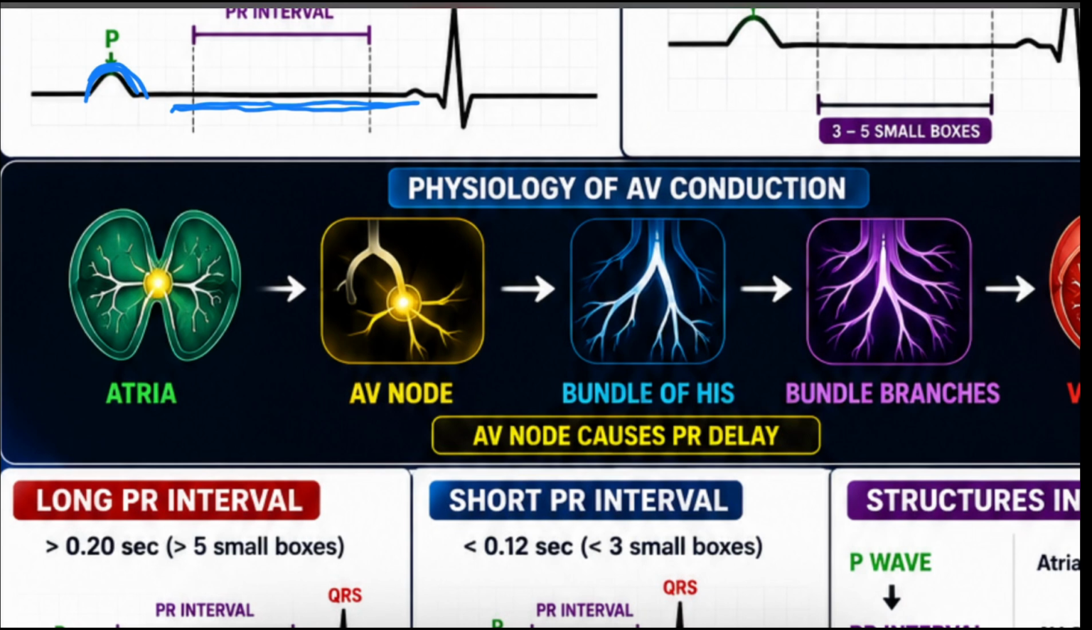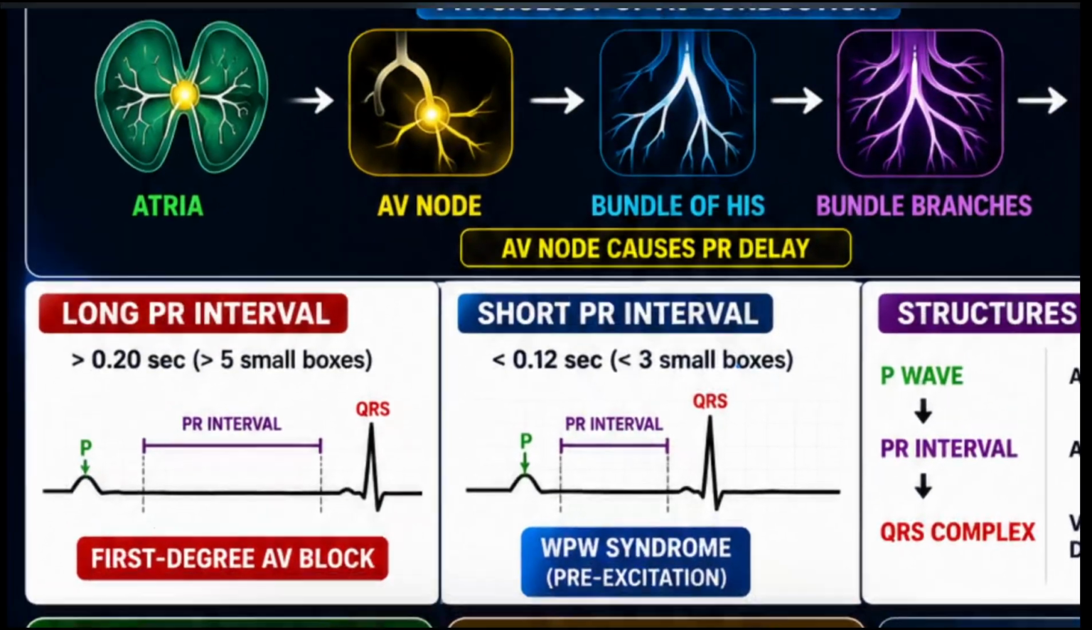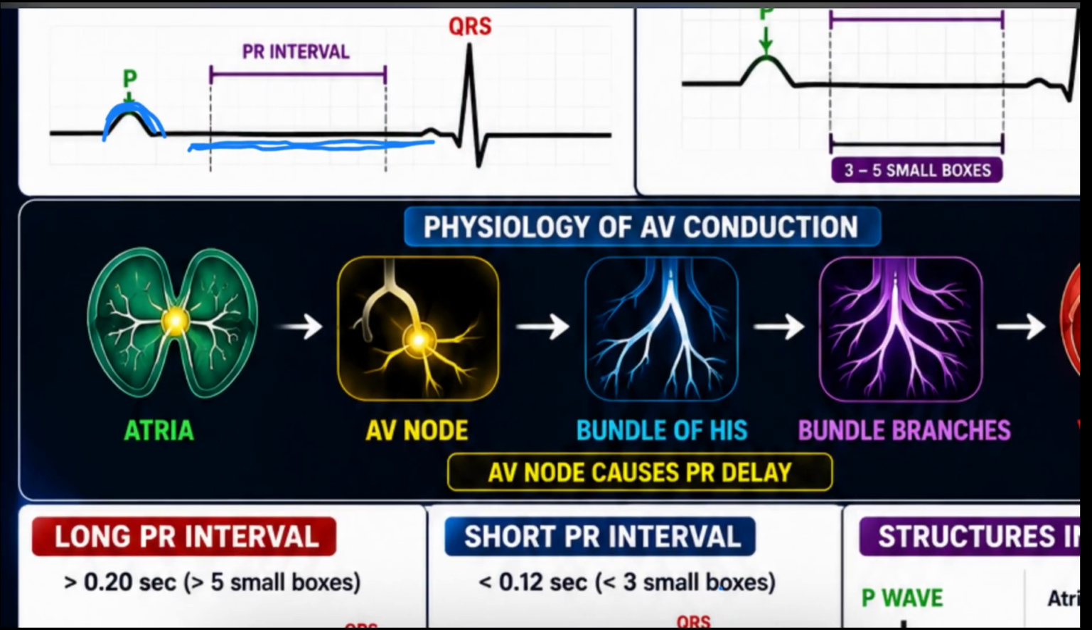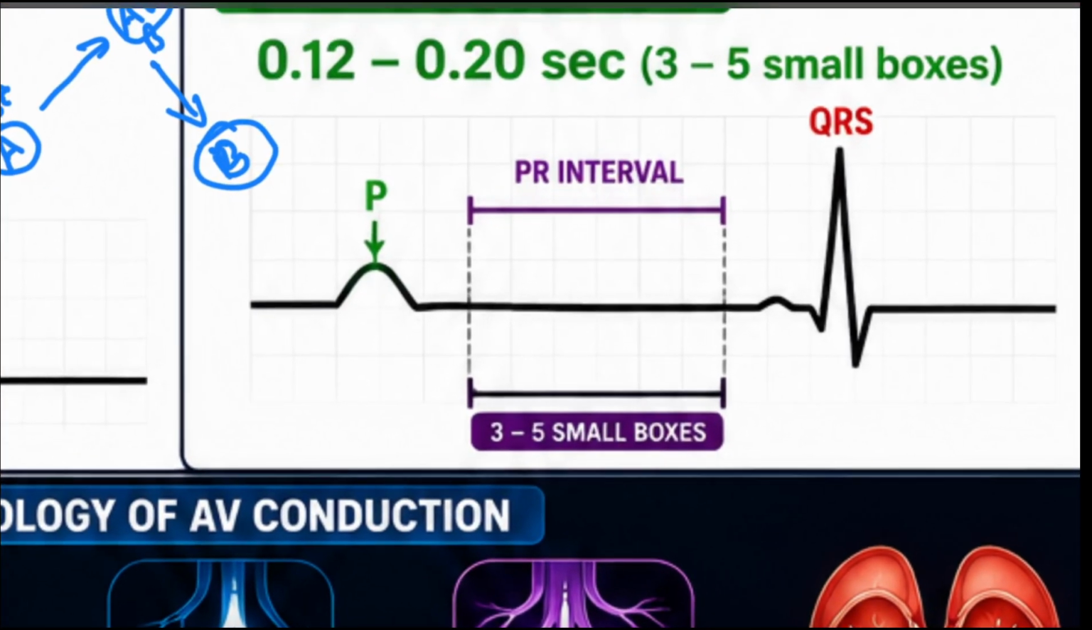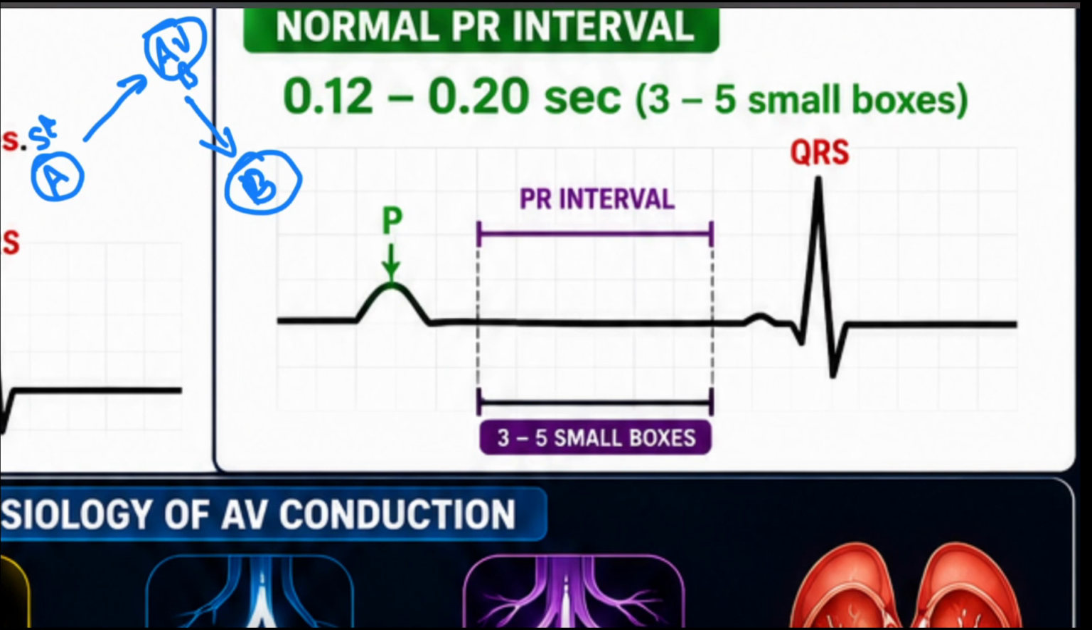What does the PR interval tell us? The PR interval tells us about atrioventricular nodal conduction. It helps us determine whether electrical impulses are traveling normally from the atria to the ventricles. Now, the prolonged PR interval: what do we have to suspect? If the PR interval is greater than 0.20 seconds, or more than 5 small boxes, it's called first degree AV block.